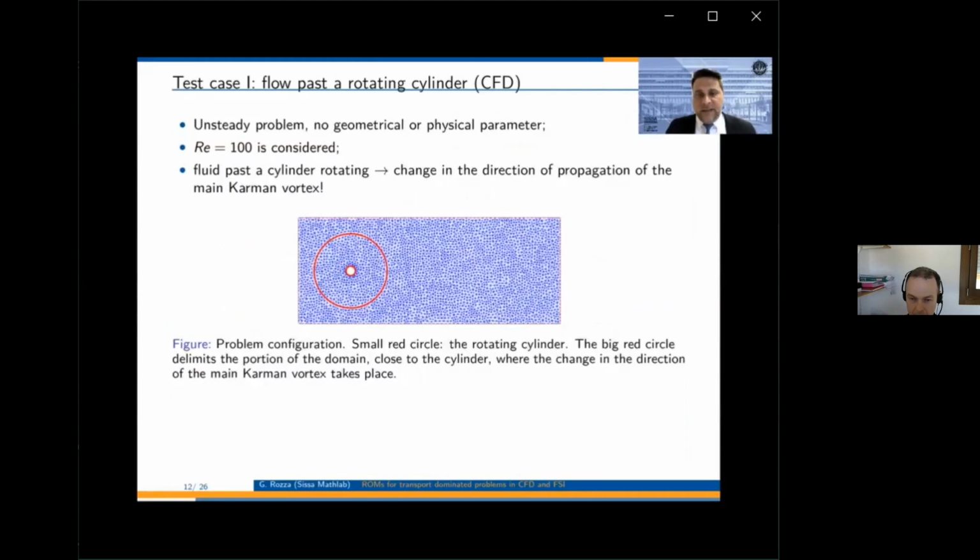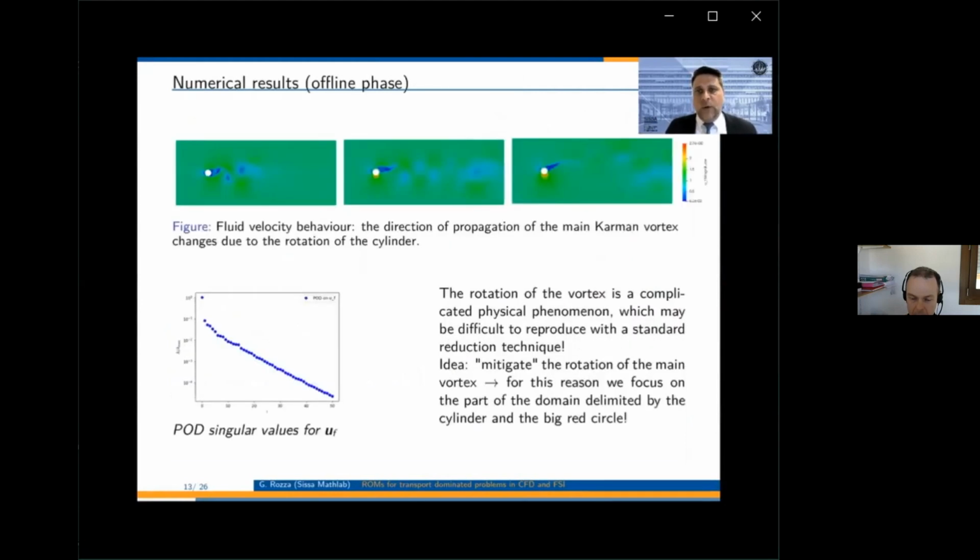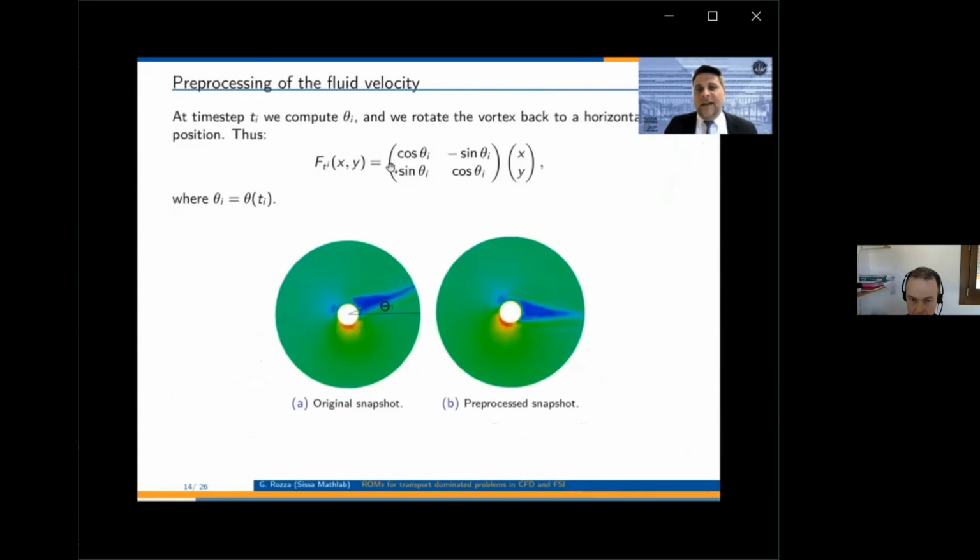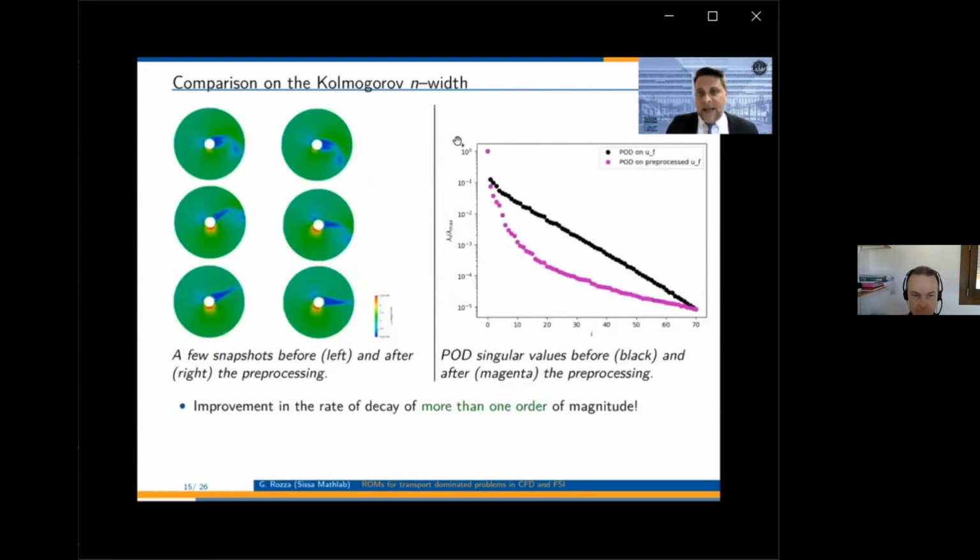To do that, we can introduce several examples. One is a rotating cylinder, and we are just going to map a physical map of the Karman vortex, such that we keep it in the horizontal position, also when this vortex is rotating with time dependency. This is helping us in enhancing the decay of the Kolmogorov n-width and of our POD, and so we can reduce the dimension of the reduced basis in order to have better computational performances online.